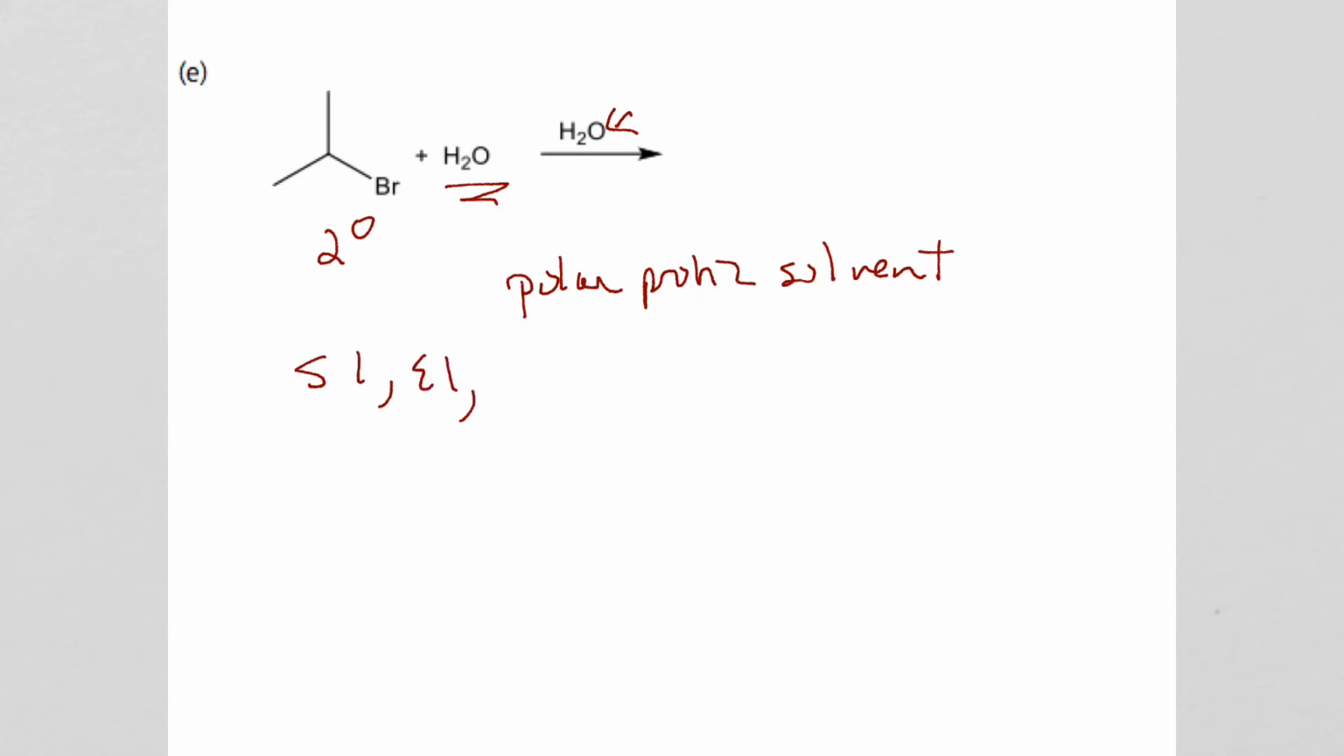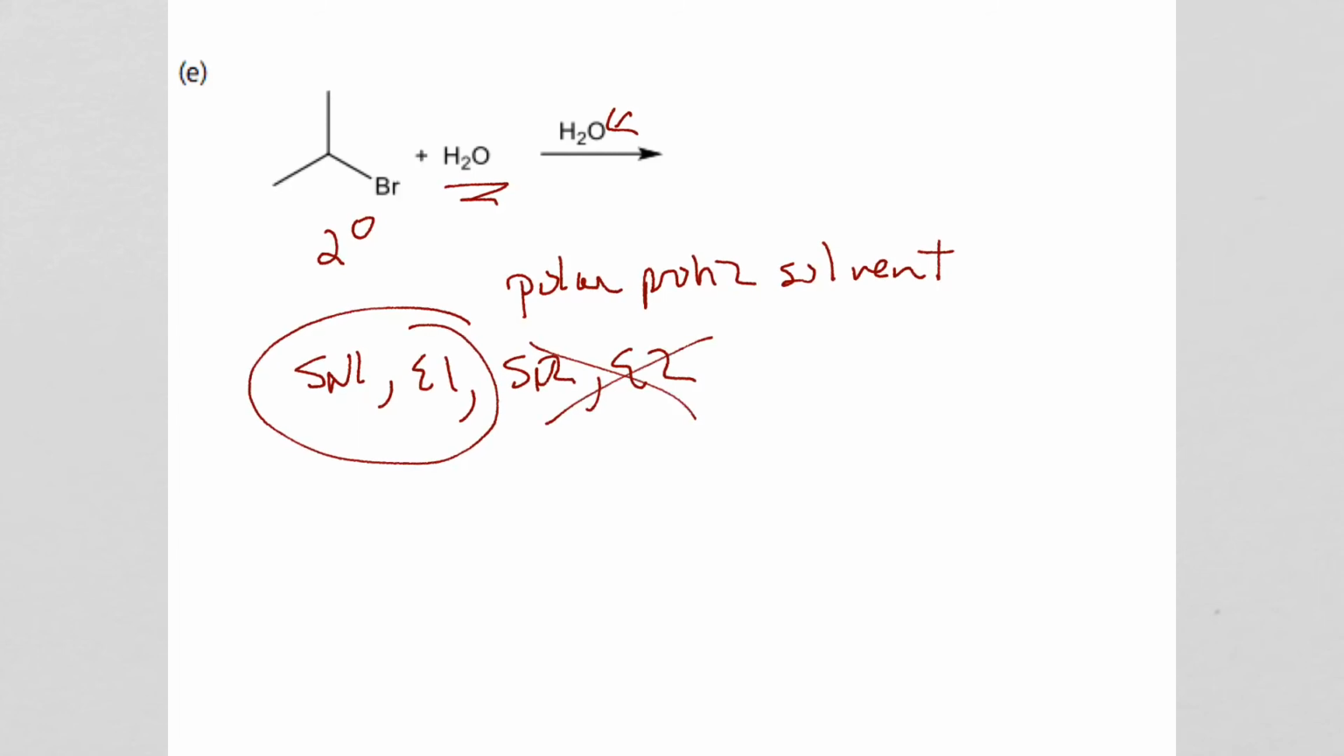SN1, E1, SN2, E2, but since we have a polar protic solvent, that's going to favor carbocation formation, so that means it's likely to be either SN1 or E1, which a secondary can do, and that leaves out SN2 and E2. Recall also here that water is a weak base.